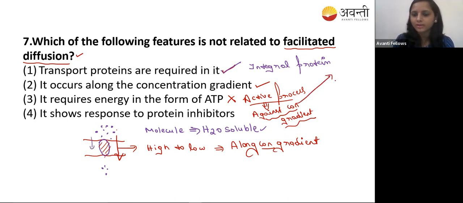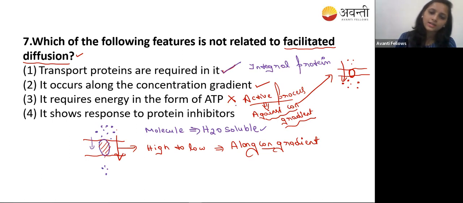How does the against concentration gradient take place? For example, this is a plasma membrane, and there is a protein molecule. Here the molecule's concentration is very less, and here the molecule concentration is very high. The molecule is moving from the lower concentration to the higher concentration. That we call against the concentration gradient. We can see that in the active process, so that is not a correct answer for facilitated diffusion.